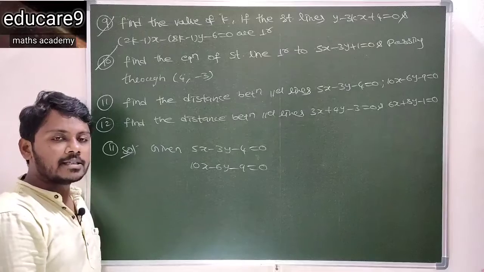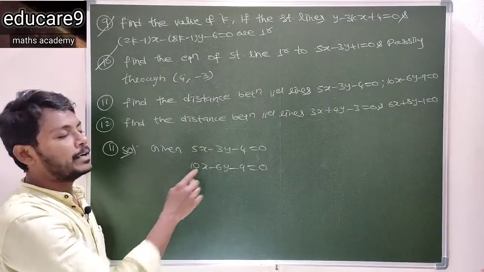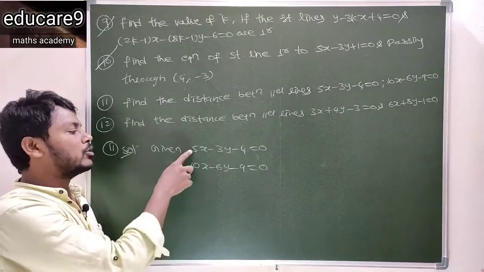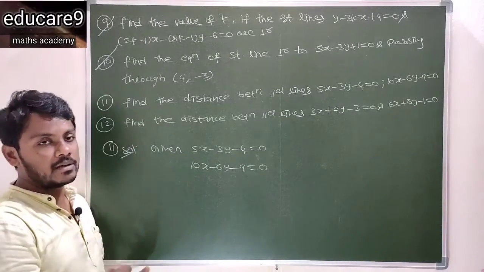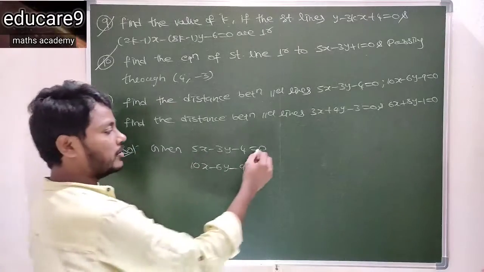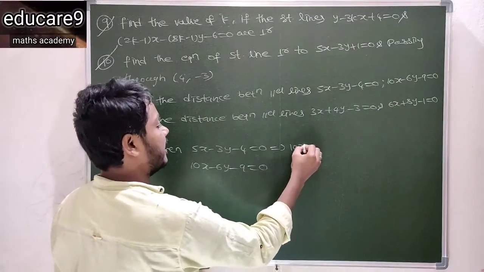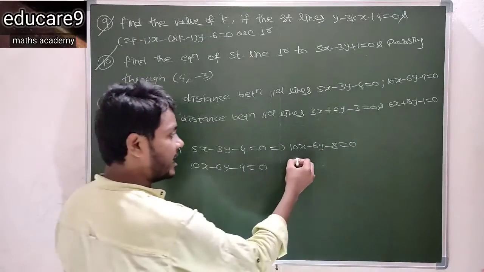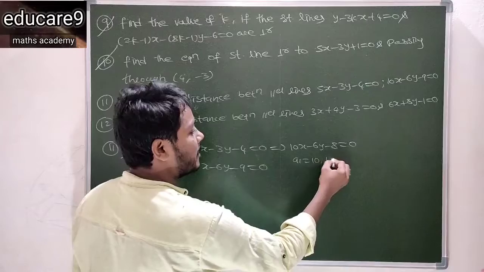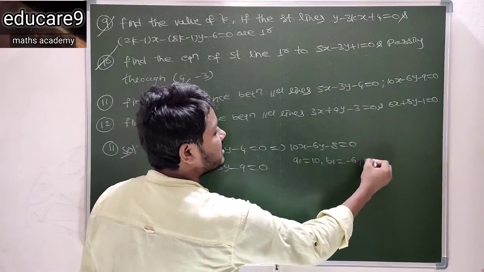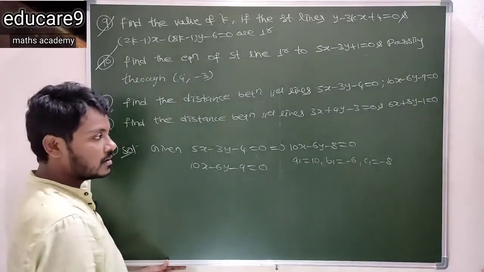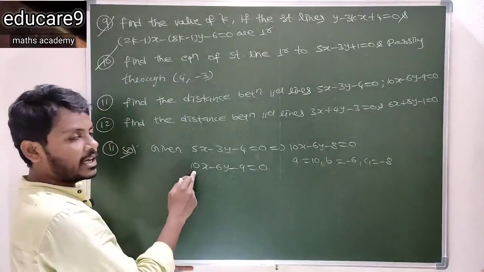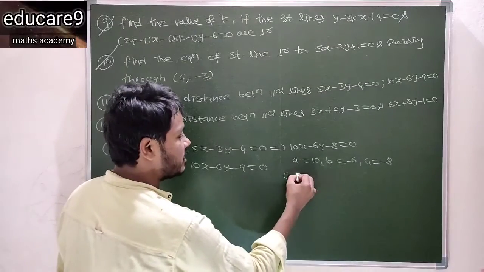So what are parallel lines? Both a1, b1 and a2, b2 coefficients are equal. Then only those lines are parallel. So for that we have to make both x and y coefficients equal. So multiplying with 2, what do you get? 10x minus 6y minus 8 equals 0. So clearly a1 is equal to 10, b1 is equal to minus 6 and c1 is equal to minus 8. So here also, simply write a, b. Here also a is 10, b is minus 6 and c2 is what? Minus 9.